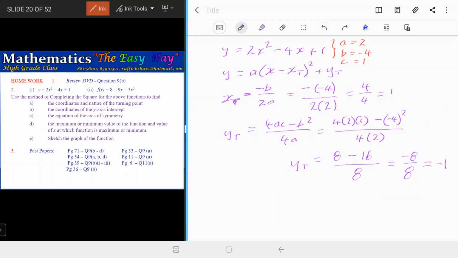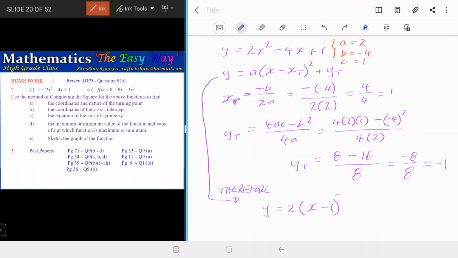So now that I have the XT value and the YT value, and I also know the A value, I can now write the vertex form. This is a vertex form. And let's write it now. Right? So I can say, therefore, my Y is equal to the A value first, which is 2, bracket X minus. I put on my X minus first. And I'm going to put the XT value now, which is 1. Close the bracket.